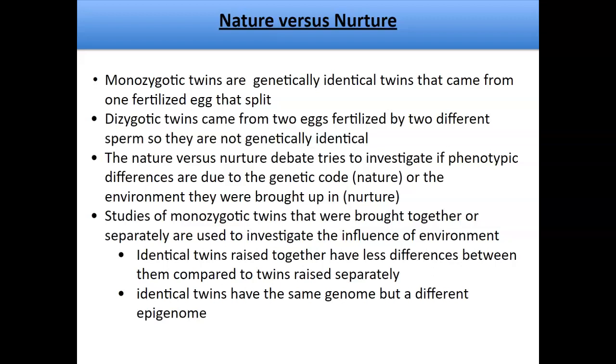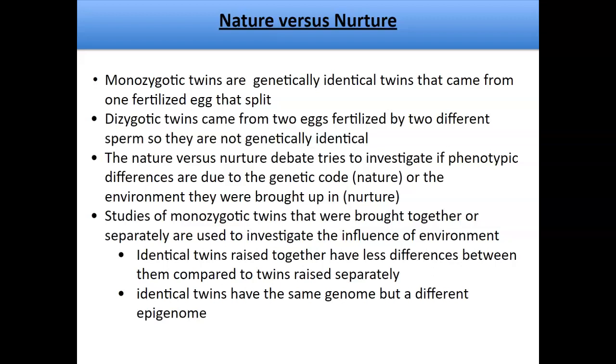And so scientists like to study monozygotic and dizygotic twins. They really like to study monozygotic twins. Monozygotic twins are known as identical twins. These are the types of twins where they came from one fertilized egg that split into two and then developed into two organisms. So they are genetically identical. They have the exact same DNA. Dizygotic twins are known as fraternal twins. They came from two eggs fertilized by two different sperm. So they are as genetically different as two siblings that have different birth dates, for example. They're simply siblings.